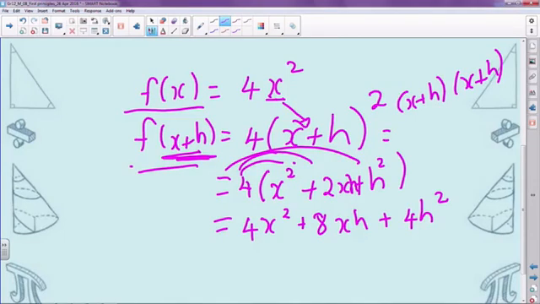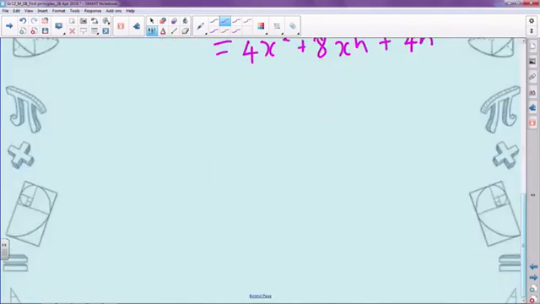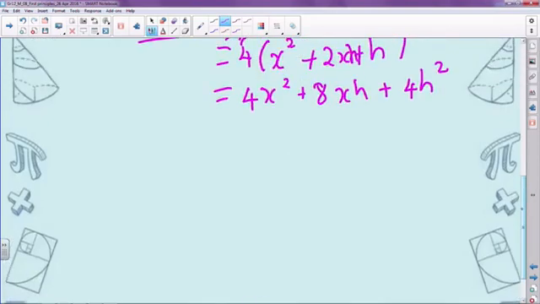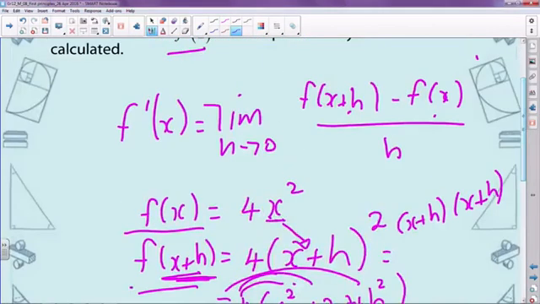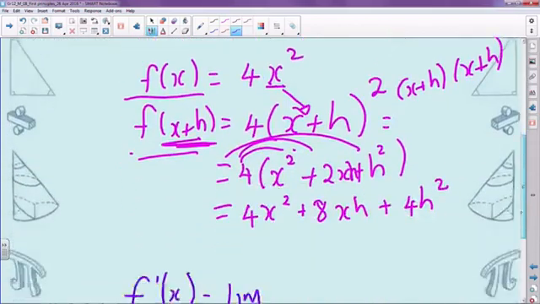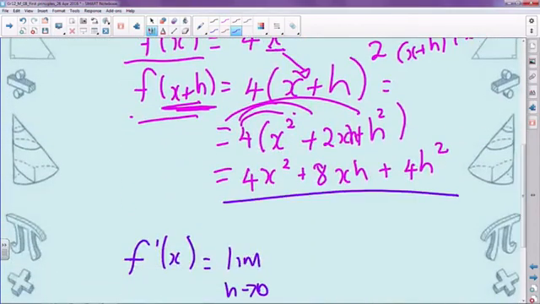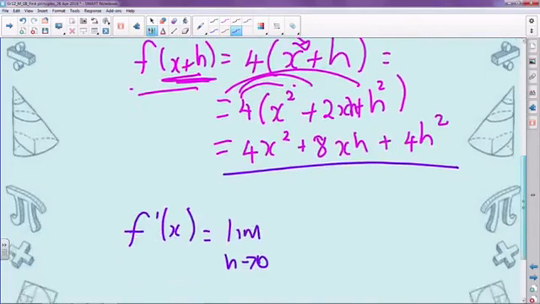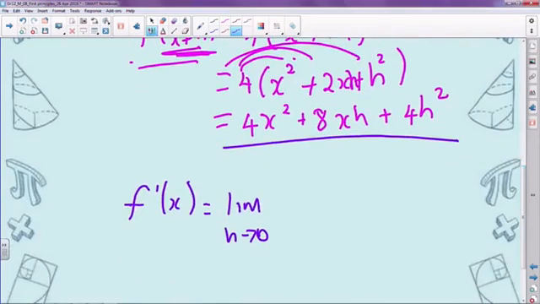Right, so I know what f of x plus h is, I know what f of x is. I can now substitute back into my derivative definition. So I can say, well, f prime x is going to be equal to the limit as h tends to naught of, remember it starts with f of x plus h, but we know that the overall value is this that we've worked out. So in place of f of x plus h in my formula, I can put down what I've just worked out, which is 4x squared plus 8xh plus 4h squared minus f of x.